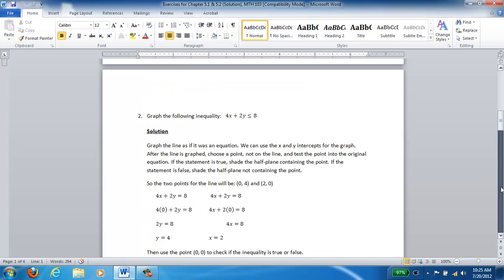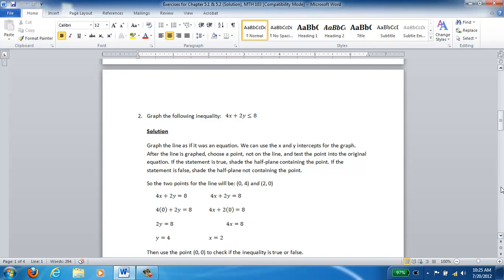See graph. Number 2. Graph the following inequality: 4x plus 2y is less than or equal to 8. Once again, we're going to graph this as if we were graphing a linear equation. The intercepts of (0, 4) and (2, 0) provide convenient points to connect. The border region is a solid line because this is less than or equal to 8.